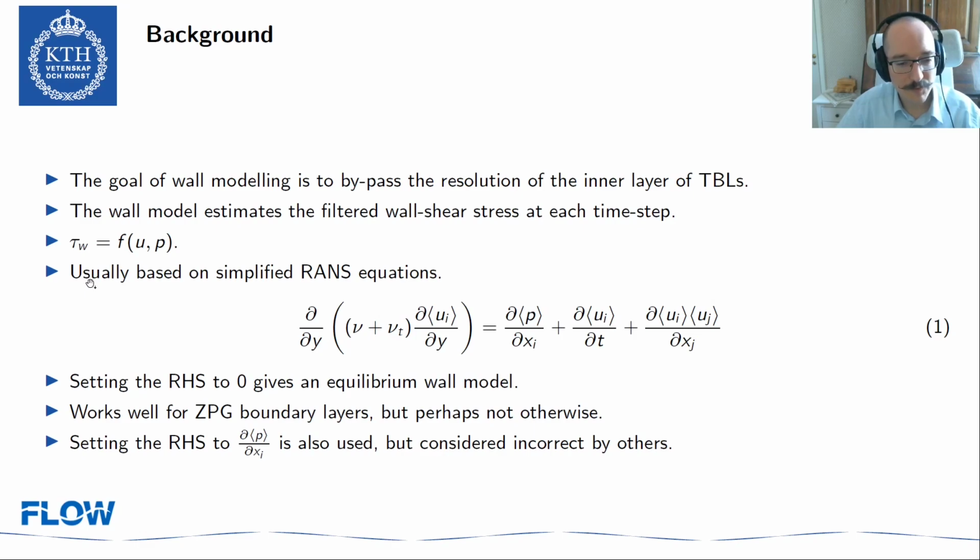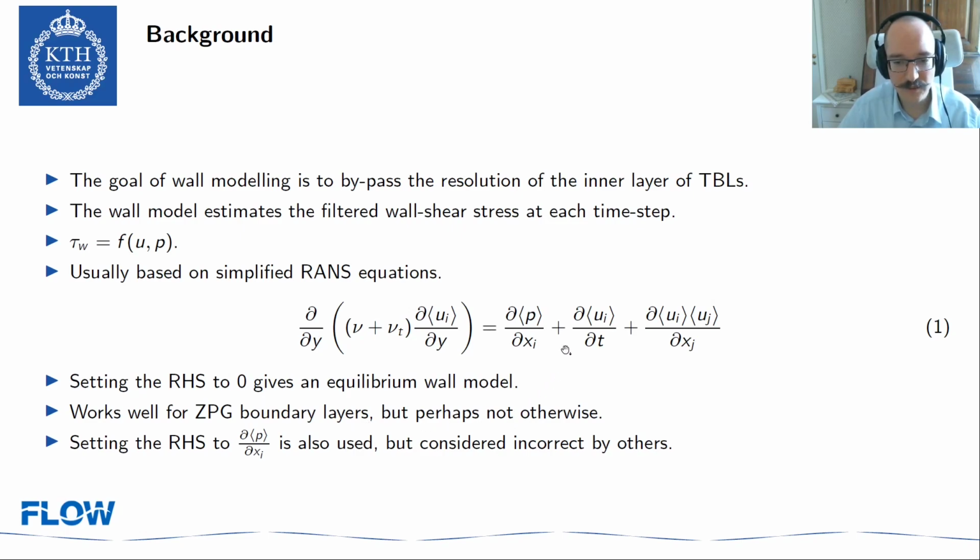Usually these types of wall models are based on some kind of simplified RANS equation, such as equation 1 here on the slide. One can simply ignore the whole right-hand side, which leads to a so-called equilibrium wall model. Typically these are coupled with some kind of mixing length type of model for the nu_t here, which leads to a logarithmic velocity profile once we integrate the ODE. This works well for the zero pressure gradient boundary layer case, but perhaps not otherwise.